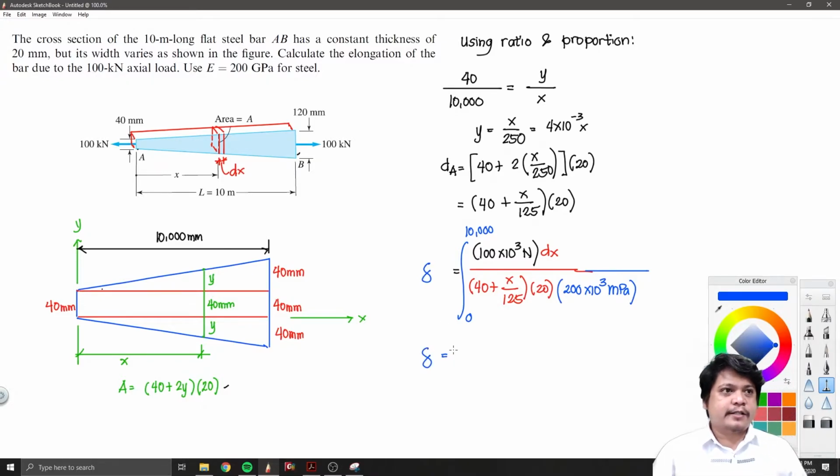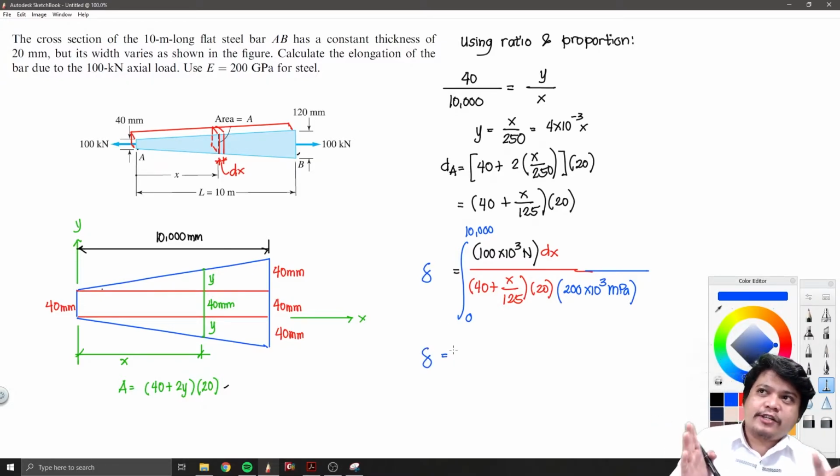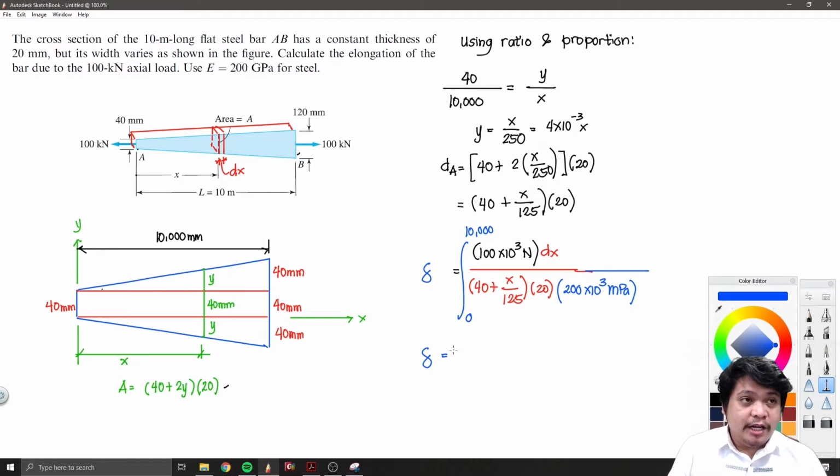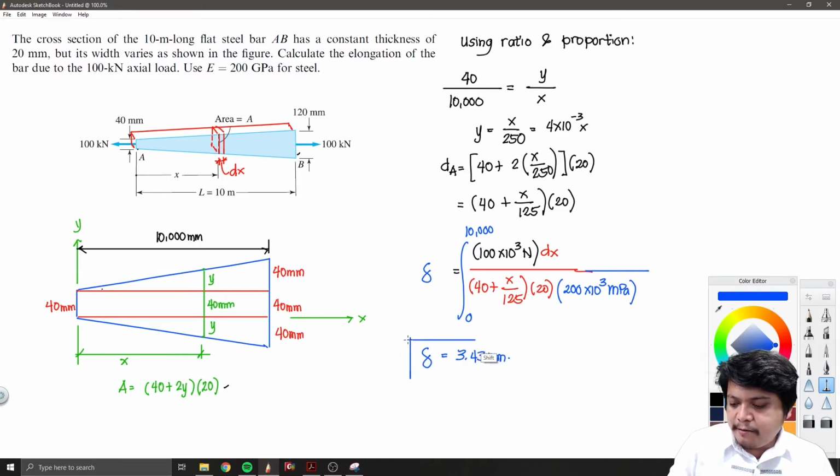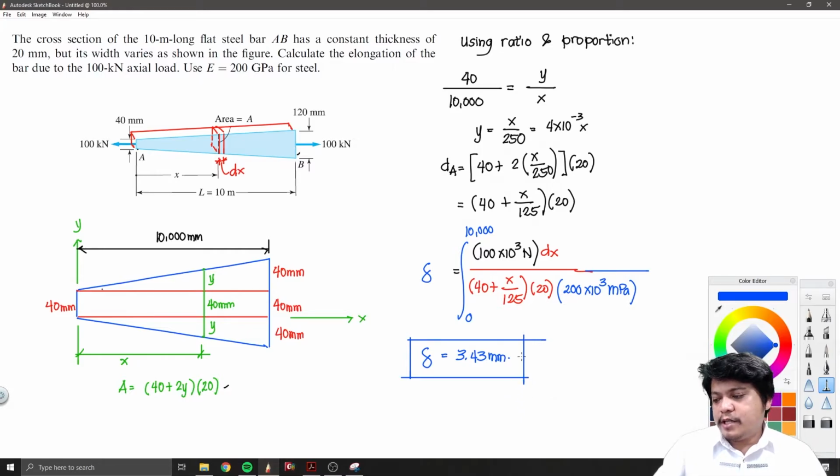So, with this, kapag yung isang cross-sectional area mo ay constant, okay nang gamitin yung PL over AE. Pero kapag ang cross-section mo is varying from one point to another, you need to account for the change in the area and have the integration on that. Okay? So, ayun, may lumabas na sa calculus. So, that's around 3.43 millimeters. Okay? So, this is now the answer for this problem.